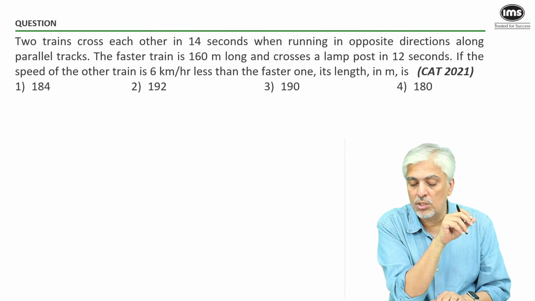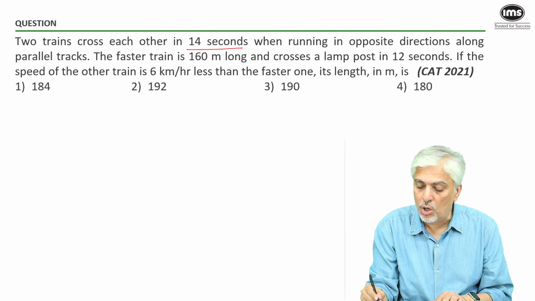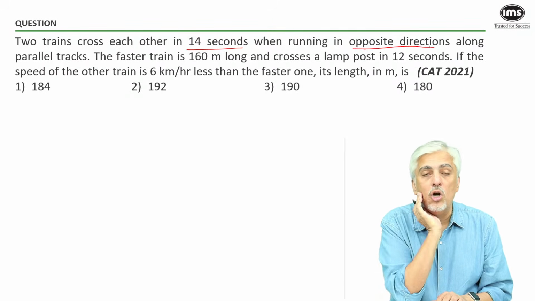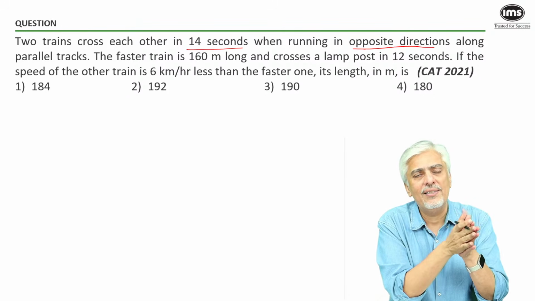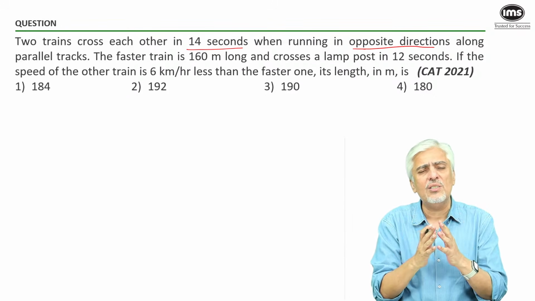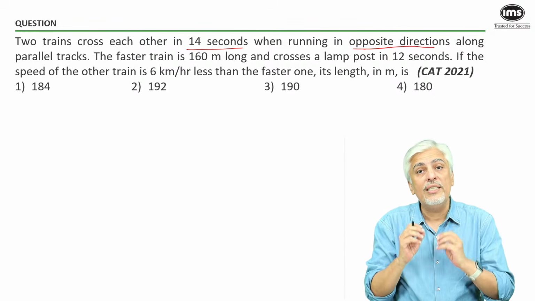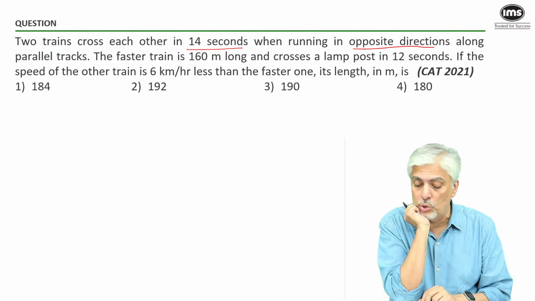Two trains cross each other in 14 seconds when running in opposite directions along parallel tracks. So, when they're running along parallel tracks, if they're running in opposite directions, now this is a very standard question. Here you need to know concepts. That is why I will go slowly.